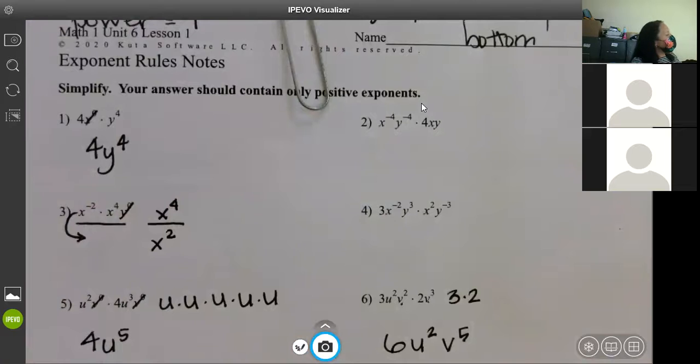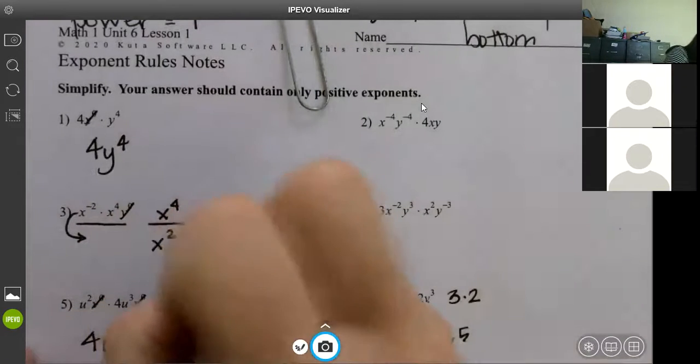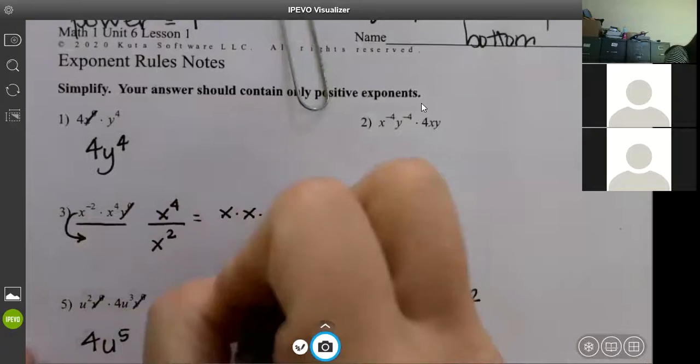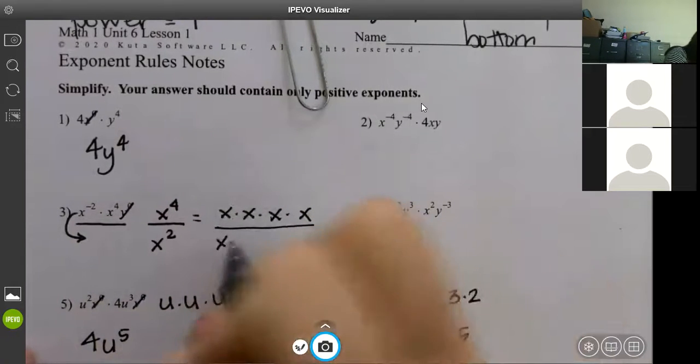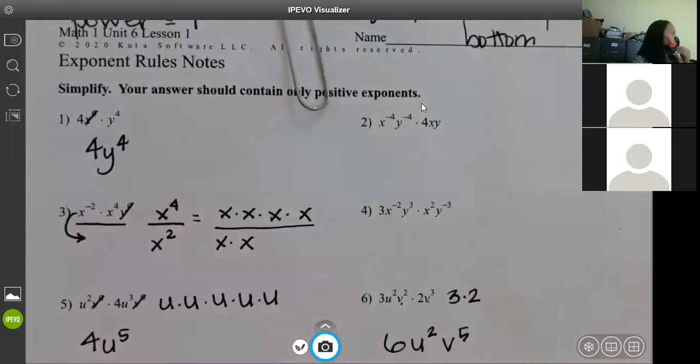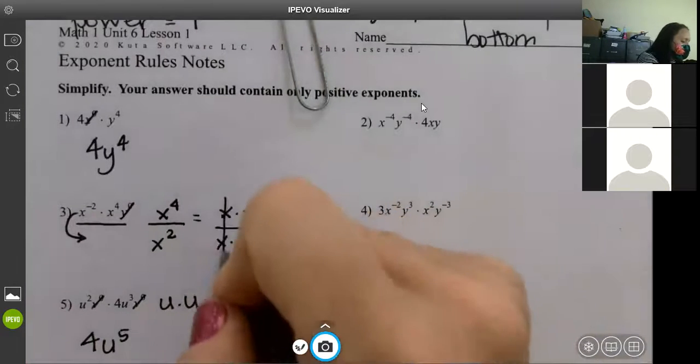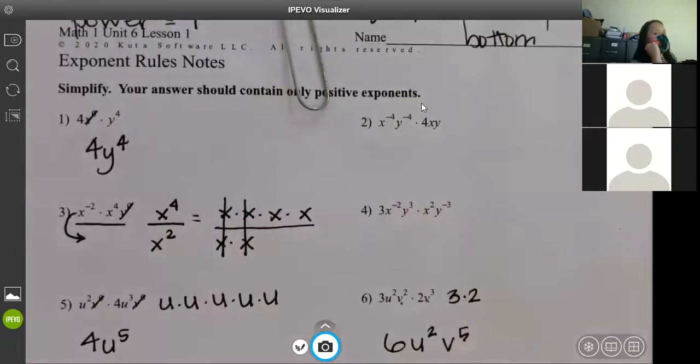Now, we're not finished with this because remember, if something is the same on the top and the bottom, we can reduce it. So like 4/4 is actually what? 1. So what we have right here is 4 x's on the top and 2 on the bottom. If they're the same on the top and the bottom, we can mark them out.